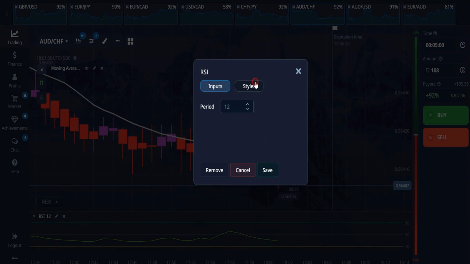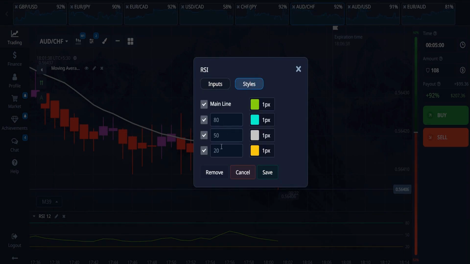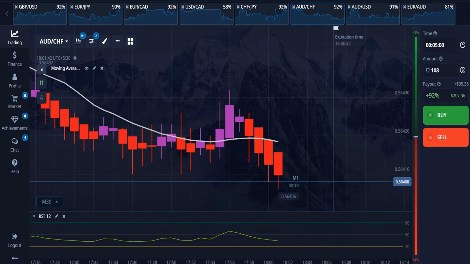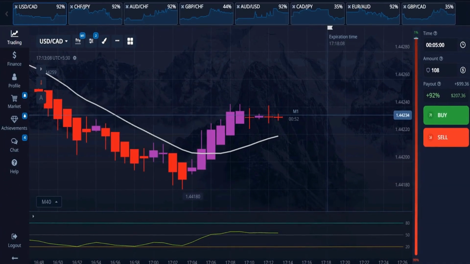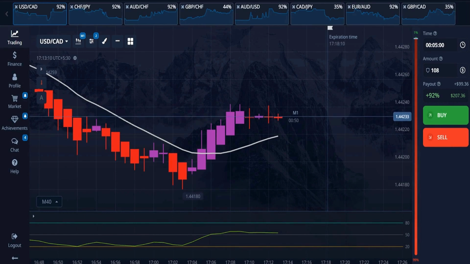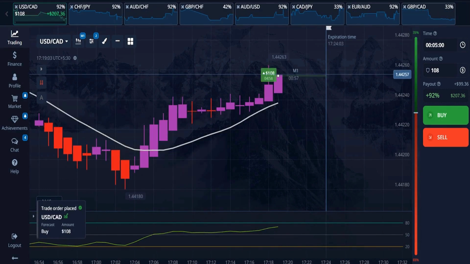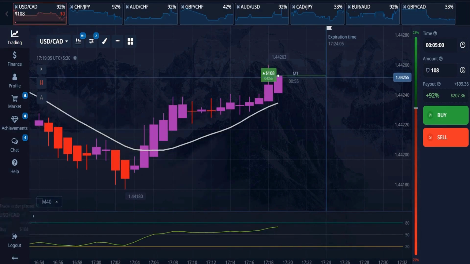Along with this, the overbought line of the RSI indicator has to be set at 80 and the oversold line at 20. These settings help us filter strong buy and sell signals while reducing noise, making our strategy even more effective. Now that we know the settings, let's move on and look for our next perfect trading opportunity.